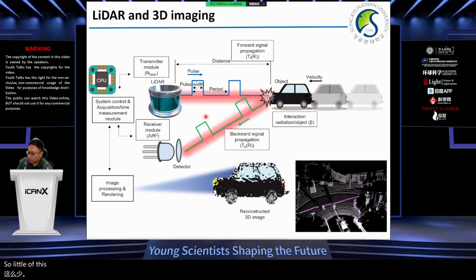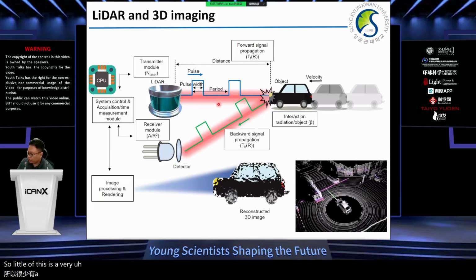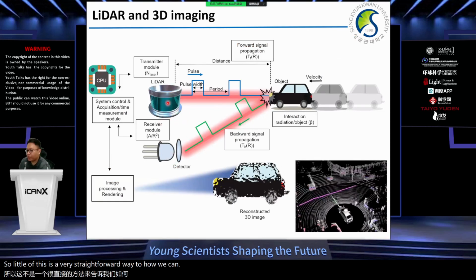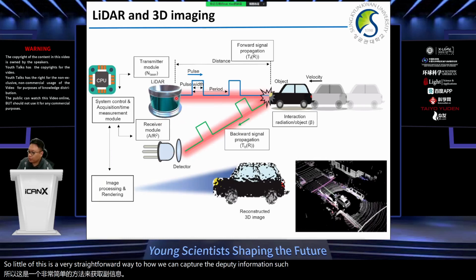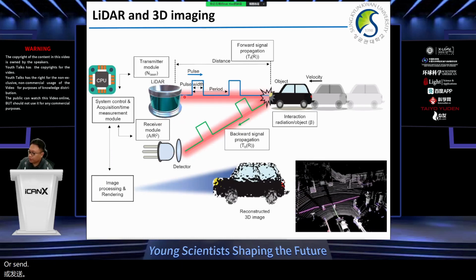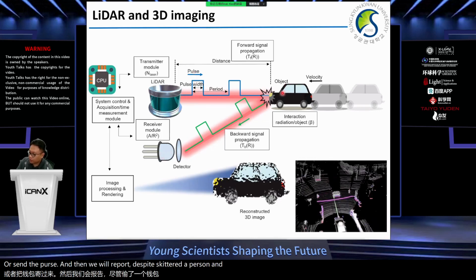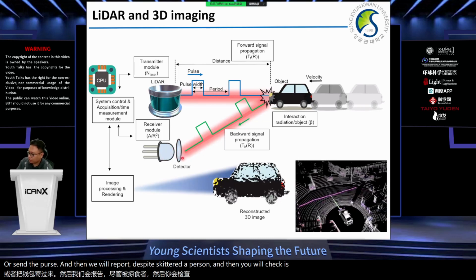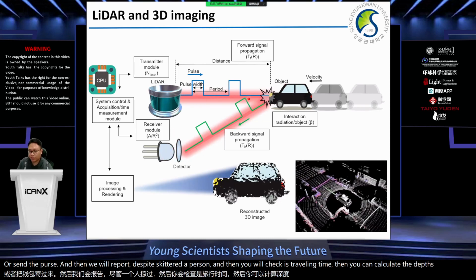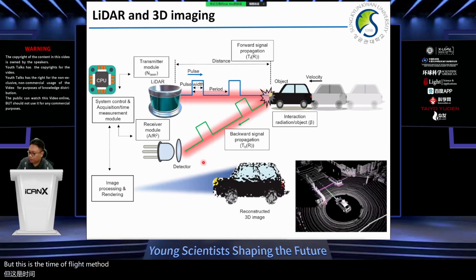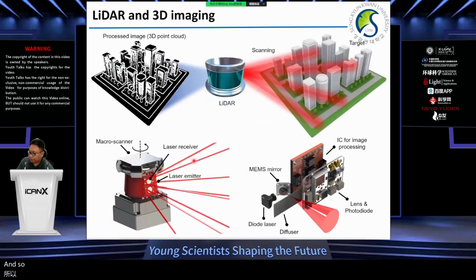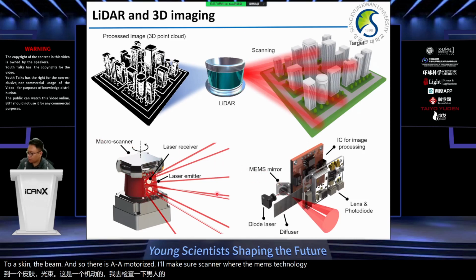This is a very straightforward way to capture the depth information. First we send the pulse, and then we record this backscattered pulse, and then you check this traveling time. Then you can calculate the depth. So this is the time of flight method. And to scan the beam, there is a motorized macro scanner where the MEMS technology can be used.